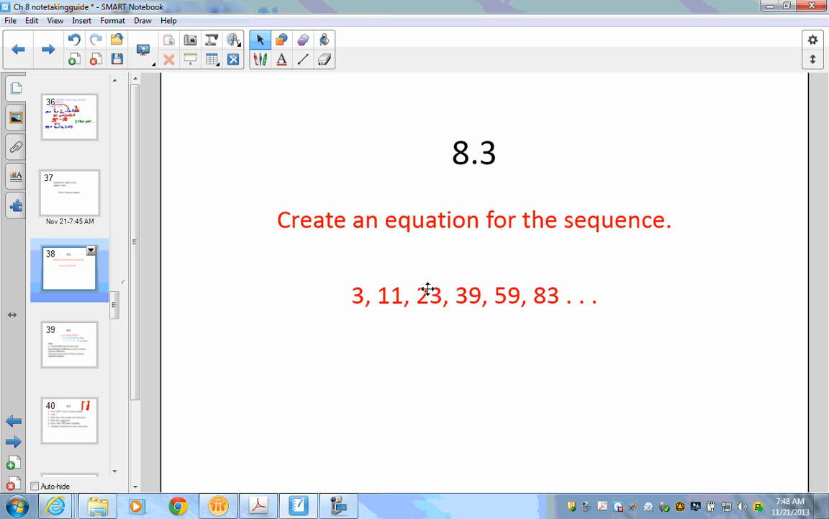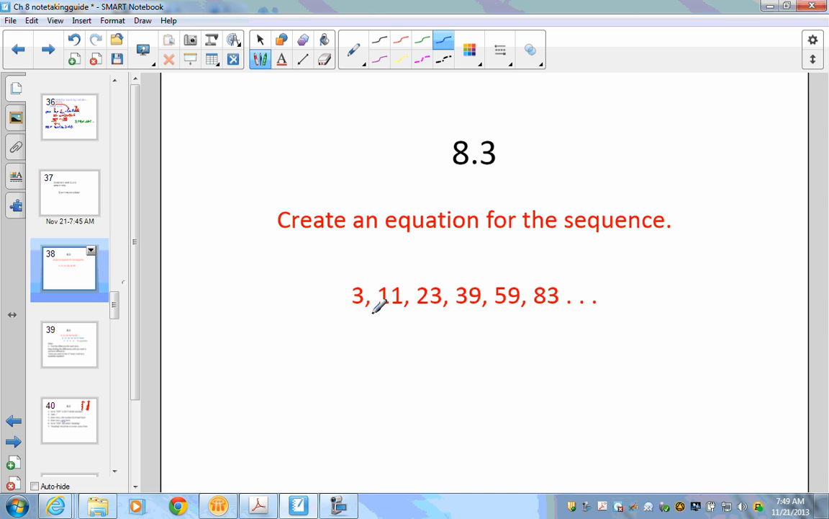Okay, am I multiplying something consistently to get to the next number? 3 to 11, that would be like 3 point something, and then 11 times 2. No, okay, that's not going to work either. So what is it going to be? That means it's either going to be a quadratic equation or a cubic equation. Now, in order to determine whether it's quadratic or cubic, what you do is you start finding the differences between each of the terms.